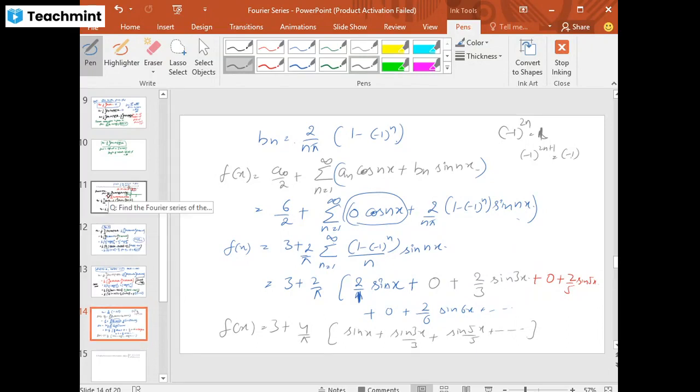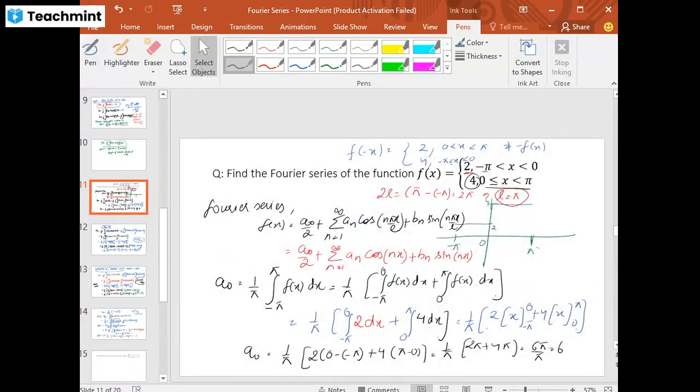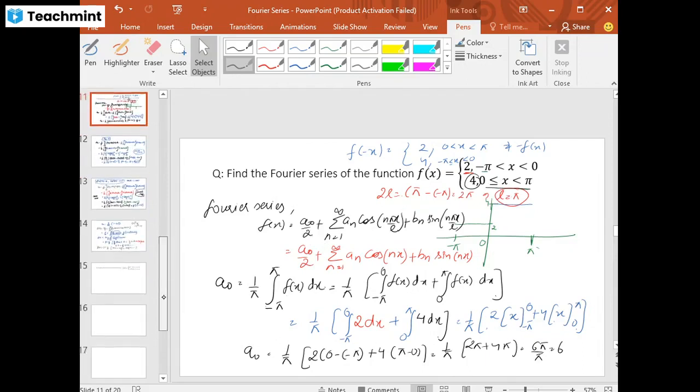So this is the simple problem we have considered, where the function is constant and it is defined in the interval minus pi to pi. Although the interval is minus pi to pi, your function is neither an even function nor an odd function, so we need to calculate all three Fourier coefficients in this case, right? So we have first calculated the length of the interval, then using the formulas of A naught, An and Bn, we can calculate the Fourier series.